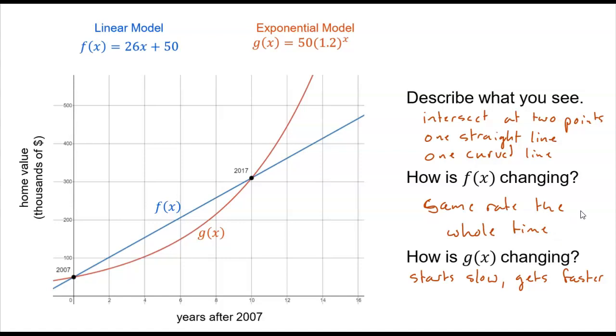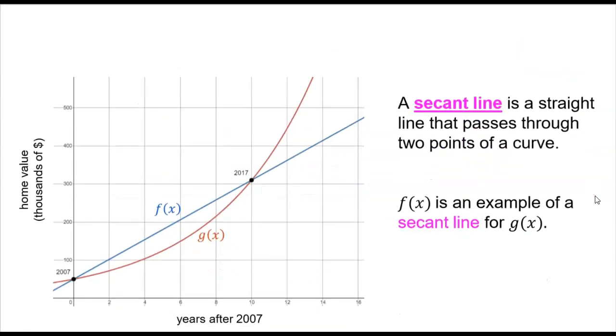So I'm going to introduce a vocabulary term here. A secant line is a straight line that passes through 2 points of a curve. So this is an example of a secant line. F of x is a secant line for g of x at these 2 points. We've talked about several examples of these in yesterday's lesson and assignment. So it's common enough and useful enough that we actually gave it its own name. This is a secant line, a straight line that passes through 2 points of a curve. And just store that in the back of your mind for a second. We'll get back to it in just a second.